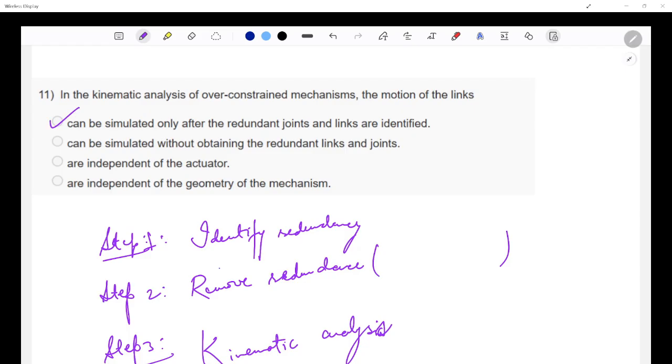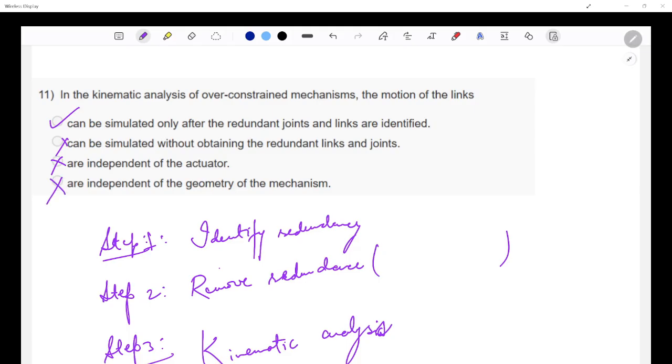In the second option, we have can be simulated without obtaining the redundant links and joints. It is wrong because it is an over-constrained system and there are dependent constraints, so it leads to incorrect or unsolvable equations. The third option is independent of the actuator. It's wrong because motion depends on actuation input. Without an actuator, no controlled motion is possible. And the last option is independent of the geometry of the mechanism. This is completely wrong because geometry is the main reason motion exists. Over-constrained motion happens due to special geometry.